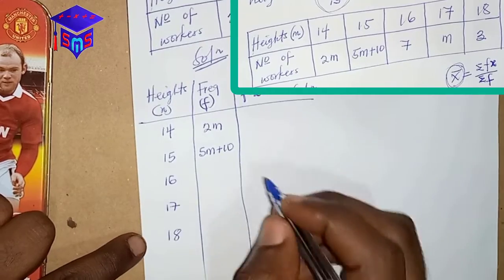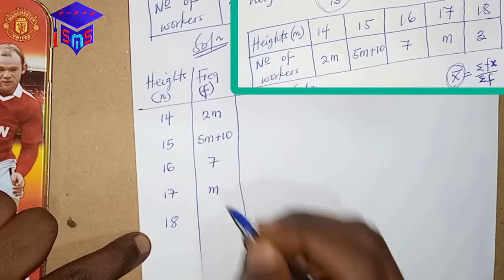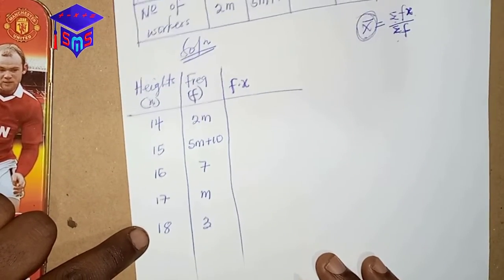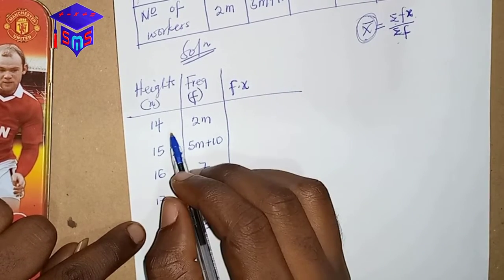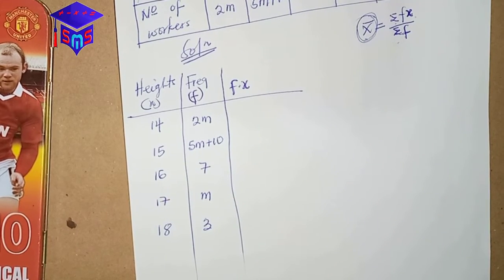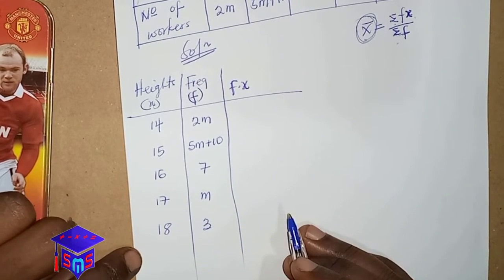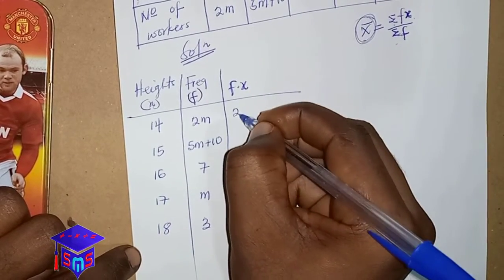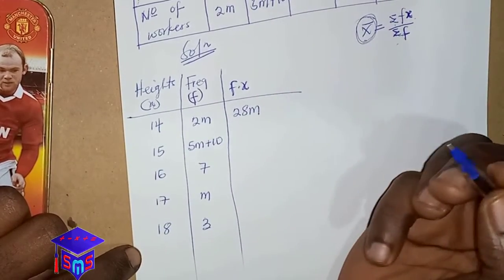Okay, and then we're having 7 for this, and then we are having m for this, and then this is 3. Right, now if you're able to get these values like this, then you go ahead and multiply the frequencies by the x values. So now 14 times 2 will give us 28. Okay, so 14 times 2m will give us 28m.